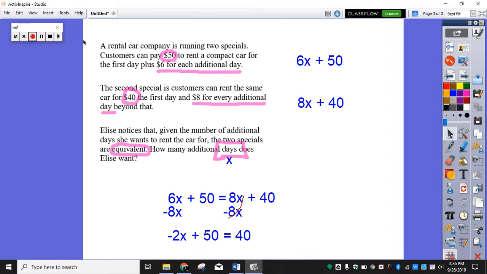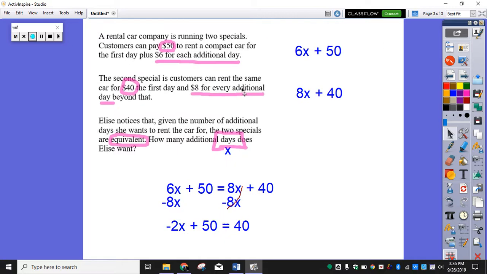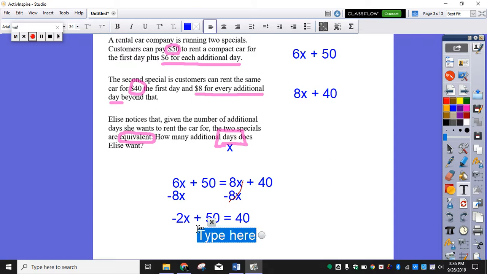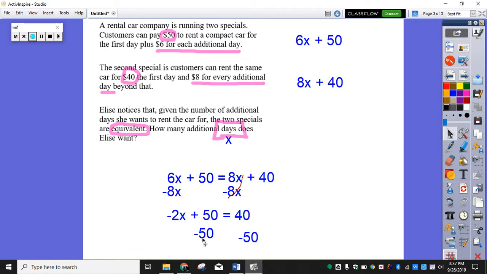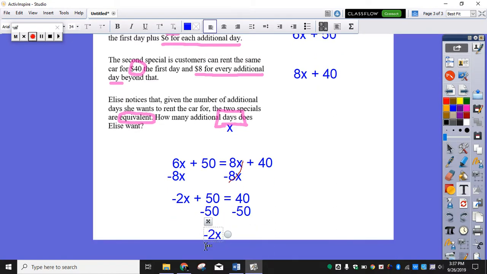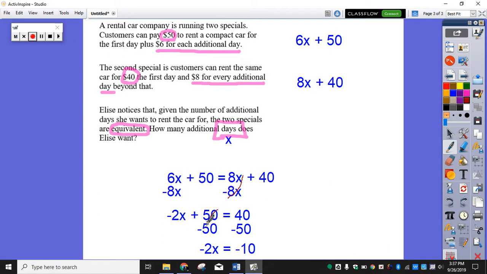At this point, this is just a two-step equation. Once I get my x terms together, I proceed with two steps. So plus 50, the opposite would be to subtract 50. So I do that on both sides. The opposite, inverse of adding 50 is subtracting 50. I can bring down my negative 2x, bring down my equal sign. 40 minus 50 is negative 10. This 50 minus 50, well, if I have 50 and I take 50 away, I get 0. So those kind of just disappear.